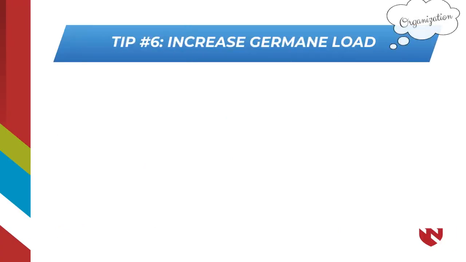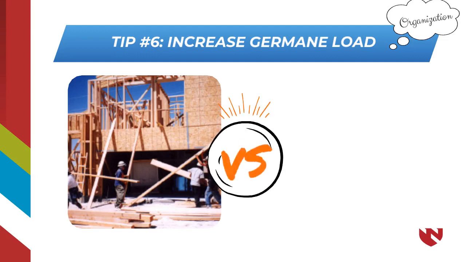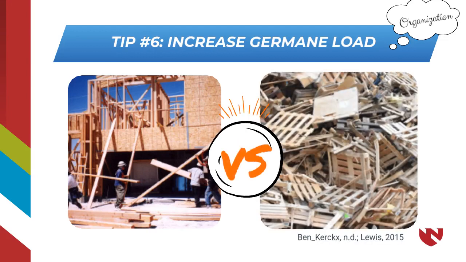Tip 6, increase germane load, or the effort of processing information for long-term memory. Just like building a house requires plans and effort, so does permanent storage of information. Our brains store long-term memories in schema or well-organized patterns and maps. We rarely remember information if it isn't connected to other items in a schema.